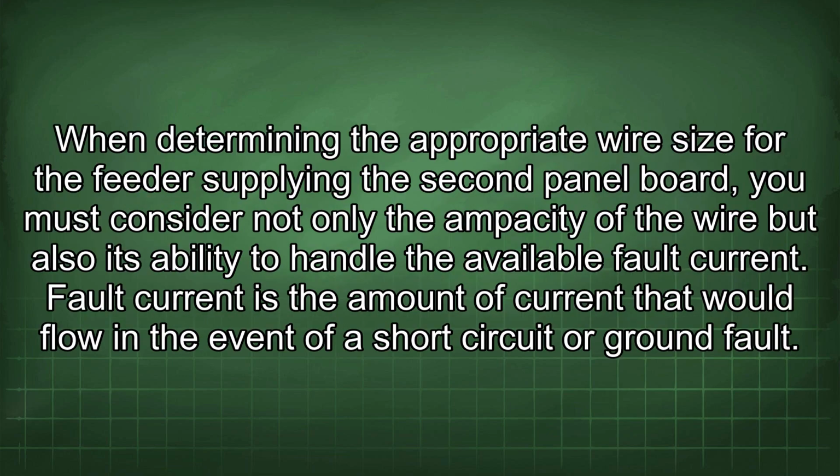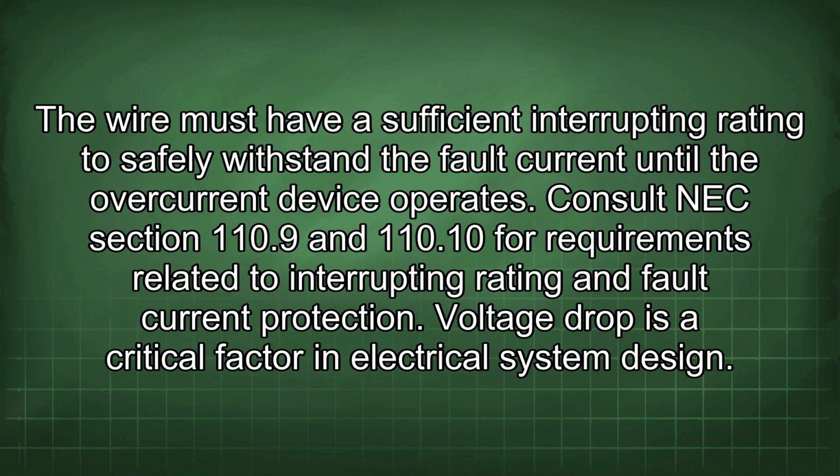When determining the appropriate wire size for the feeder supplying the second panel board, you must consider not only the ampacity of the wire, but also its ability to handle the available fault current. Fault current is the amount of current that would flow in the event of a short circuit or ground fault. The wire must have a sufficient interrupting rating to safely withstand the fault current until the overcurrent device operates. Consult NEC Section 110.9 and 110.10 for requirements related to interrupting rating and fault current protection.